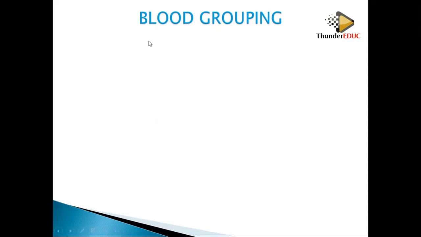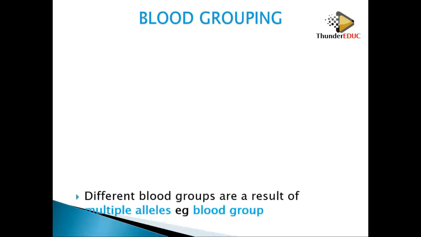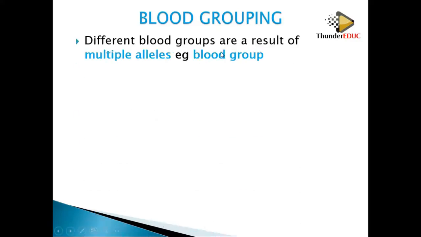Let's look at blood grouping. Blood grouping. Do you know your blood type? All right. Different blood groups are as a result of multiple alleles. When you talk about an allele, we say that it is an alternative form of a gene.